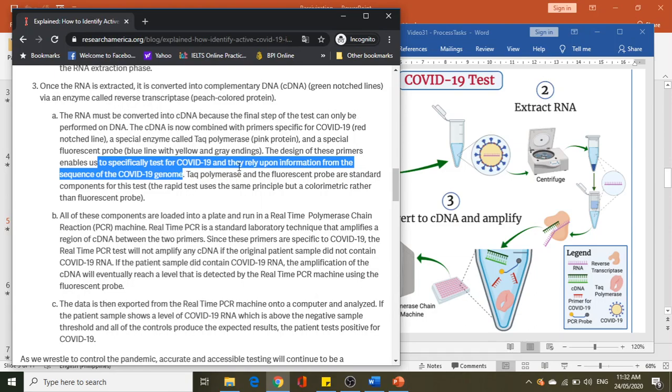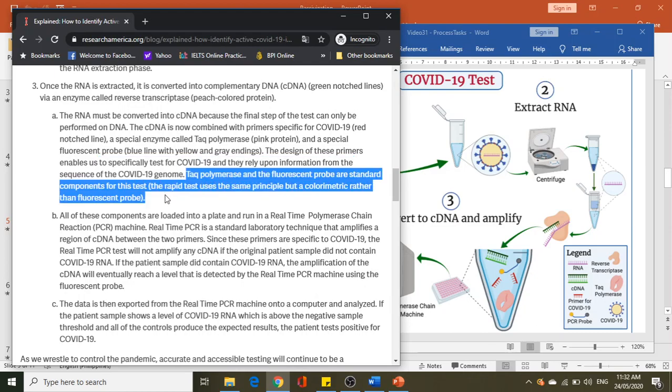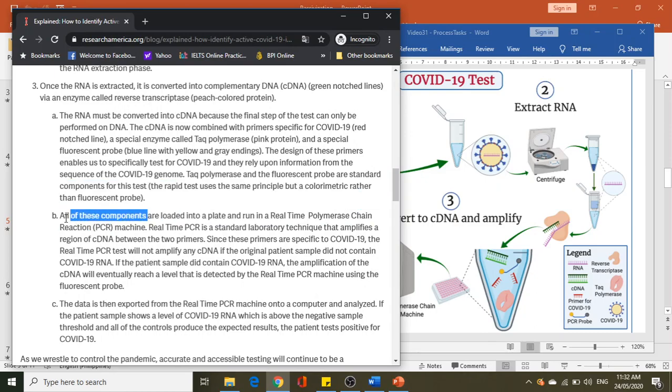So Taq polymerase and the fluorescent probe are standard components for this test. That's all in the active voice. And then we're now moving back to the passive because we will now be talking about all these components mixed together like coffee. And then they are loaded into a plate and run. They are run. Remember, run, ran, run. In a real-time polymerase chain reaction machine, a PCR machine.